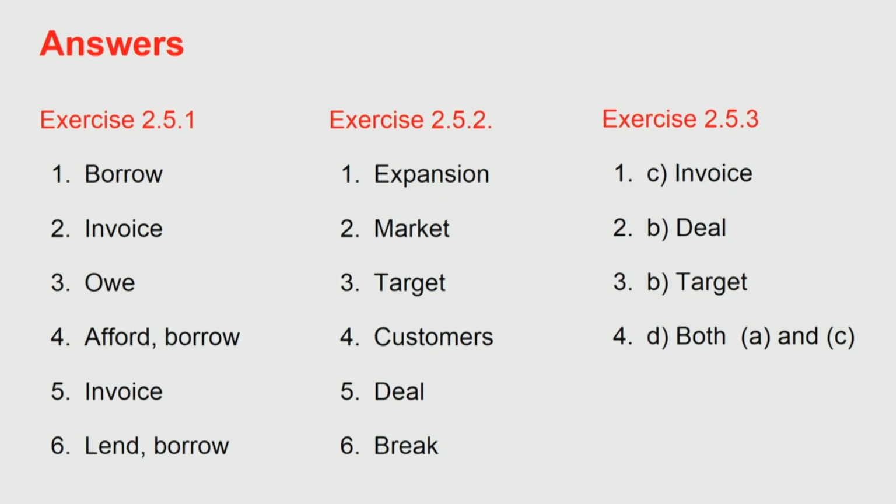Here are your answers. Please tally your answers. Exercise 2.5.1. First is borrow, second is invoice, third is owe, fourth is afford or borrow, fifth is invoice, sixth is lend and borrow. Exercise 2.5.2. Number 1. Expansion. Second market, third target, 4 customers, 5 deal, 6 break even. Exercise 2.5.3. First C invoice, second B deal, third B target, fourth D both A and C.